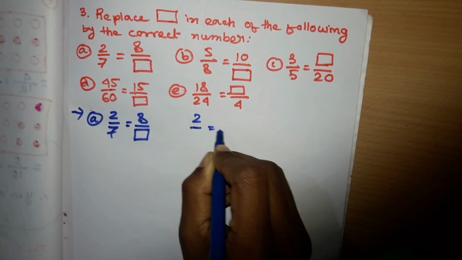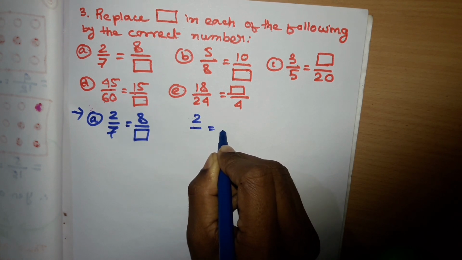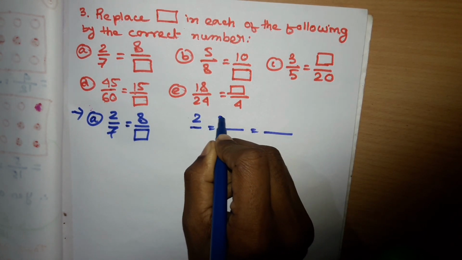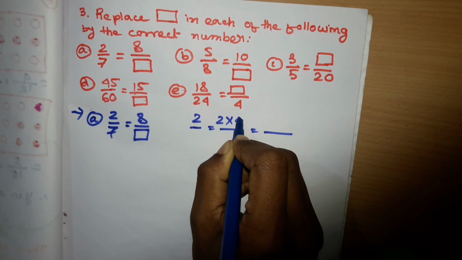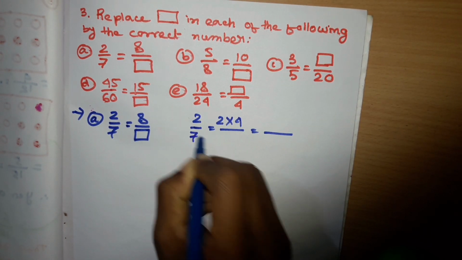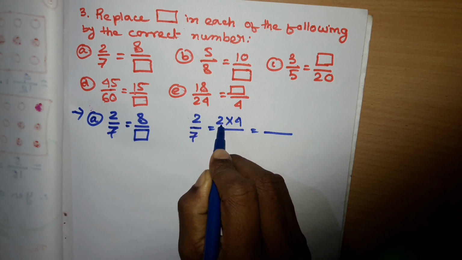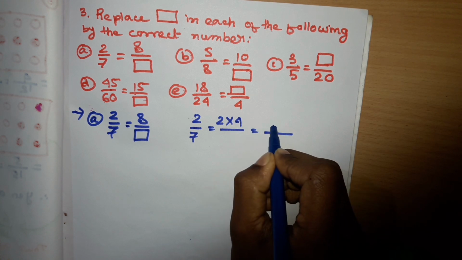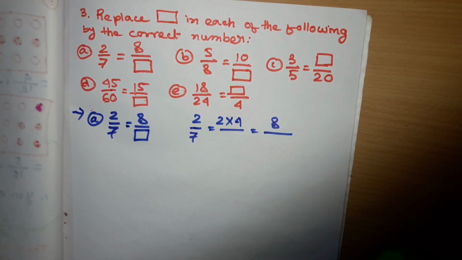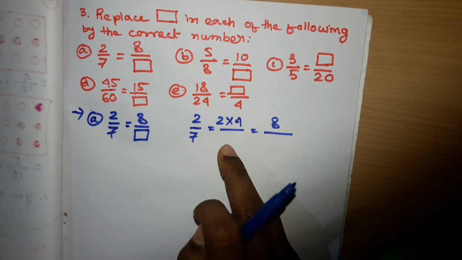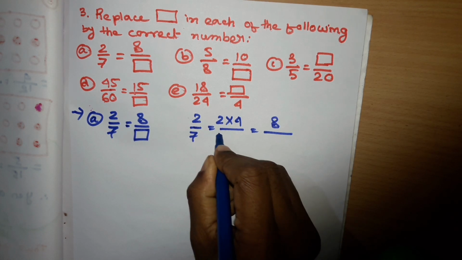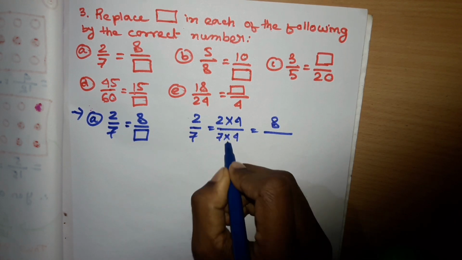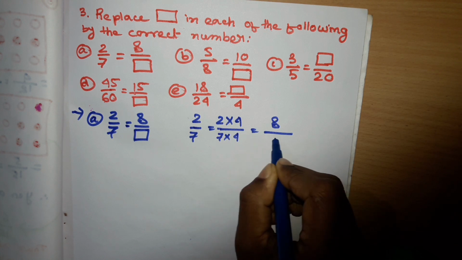So how will we get 8 in the denominator? Suppose I'm writing like that. If I multiply the numerator, this 2, by 4, I will get 8. So if I multiply the numerator by 4, I have to multiply the denominator also by 4. So I will multiply 7 with 4.